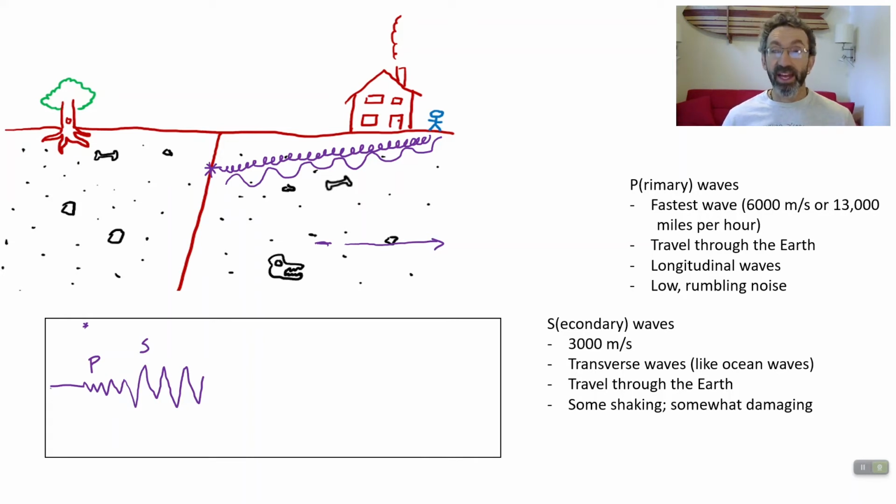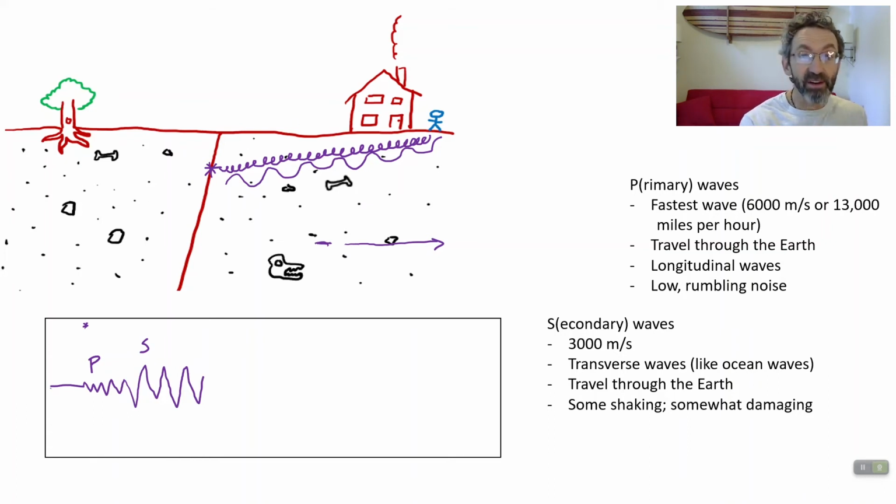They hit after the P waves because they move more slowly. They move at about half the speed of the P waves, so about 3,000 meters per second. Like I've drawn here, these are transverse waves, so they're like ocean waves. They're also rather quick because they travel through the Earth. But they do result in some shaking, and they are somewhat damaging.